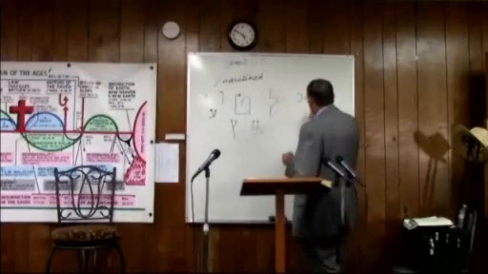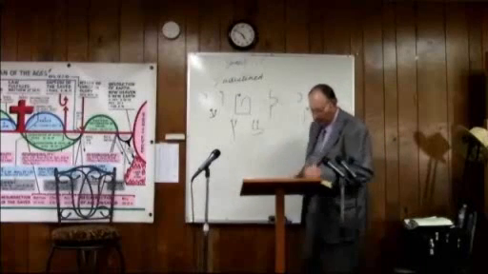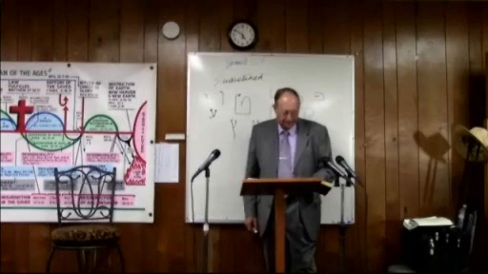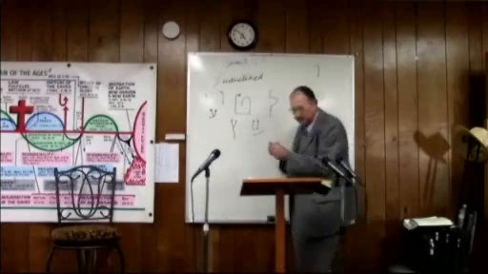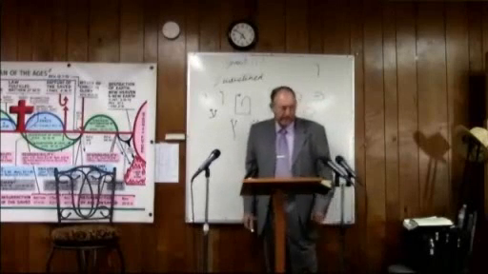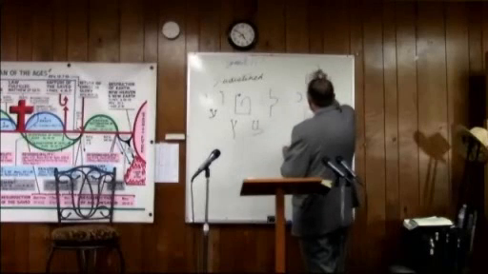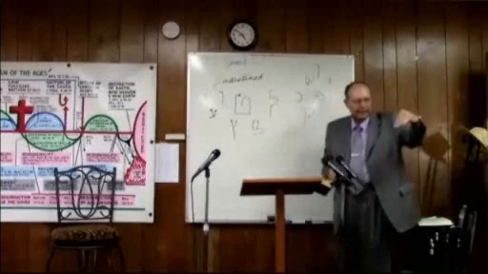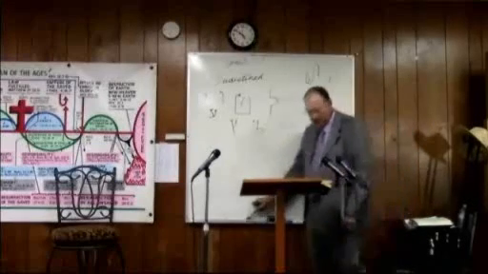Kof is this letter right here. That means the back of the head. All right? Kof is the back of the head. Resh is head. Resh is this letter like this. That means head. All right. And then sin and shin in Hebrew. And if you turn it upside down the other way, it looks like teeth roots, doesn't it? Roots of the teeth. All right.